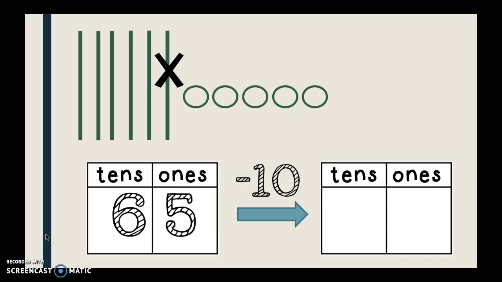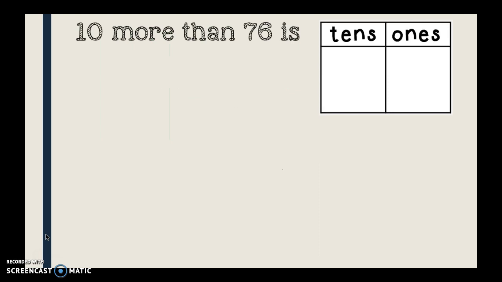All right, how many 10s do I have left now? You're right, 5. And how many ones? Yes, 5. The ones didn't change. So I went from 65, 10 less from that would be 55. Wow, we're super duper good at 10 more, 10 less, 1 more, 1 less.